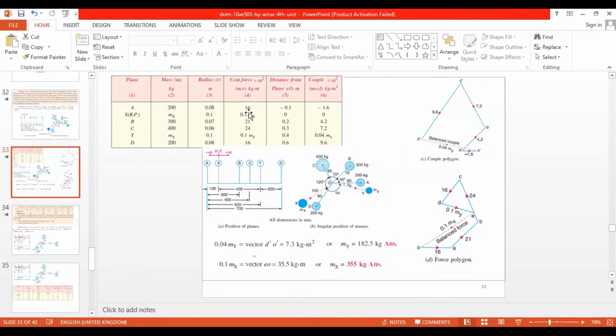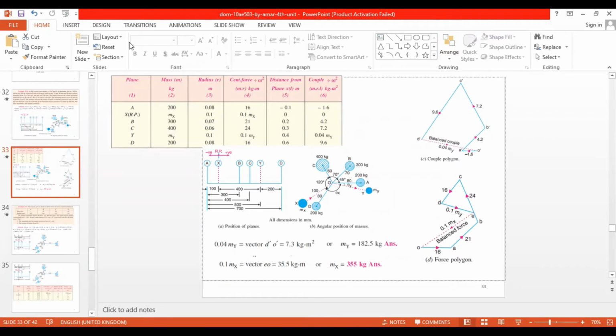So you multiply these things. 200 into 0.08 is 16, m x into 0.1 is m x, mass into radius, that is 300 into 0.07, 21, 400 into 0.06, 24. This is 0.1 m y and 16. So now you got the force, the forces acting on each plane.